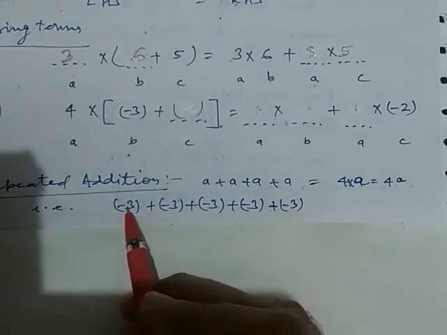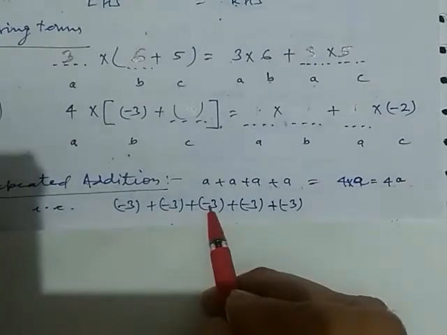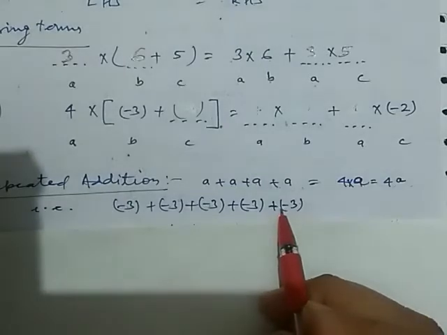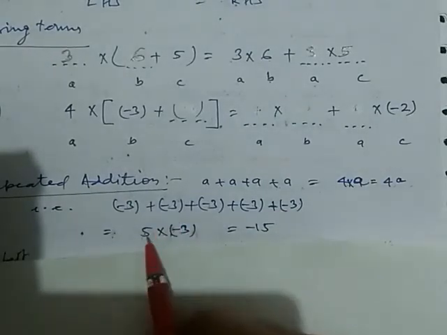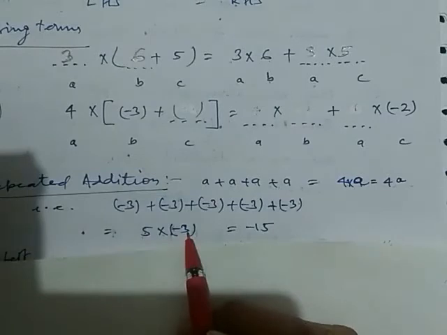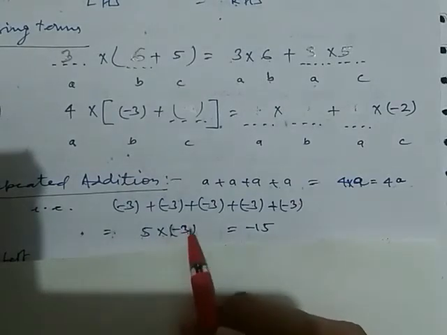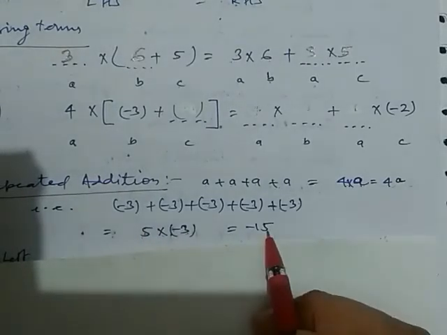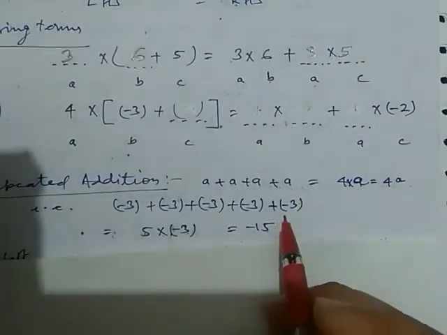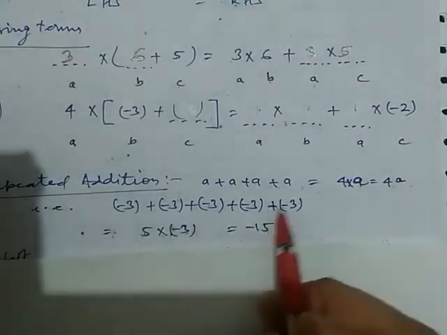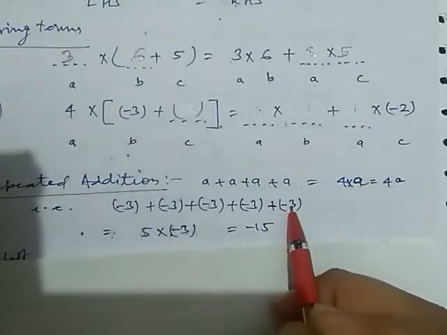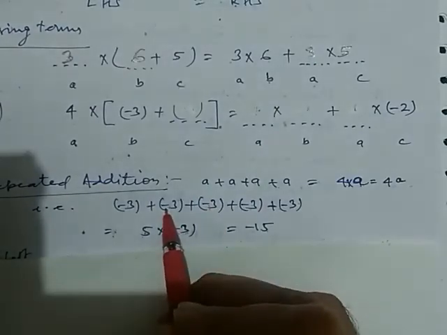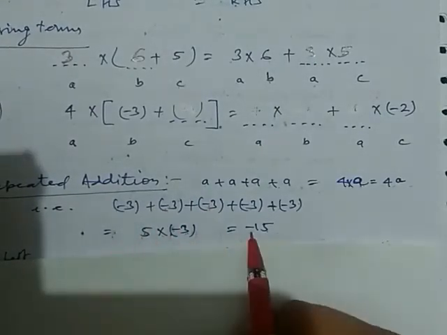Now minus 3 plus minus 3 plus minus 3 plus minus 3 plus minus 3. Here we add minus 3 5 times. So we can write 5 into minus 3. Means we can add minus 3 5 times. So directly we multiply 5 into minus 3, we get minus 15. So this is repeated addition. We also check by adding this minus 3, minus 6, and minus 3, minus 9, and minus 3, minus 12, and minus 3, minus 15. So we found the value is correct.